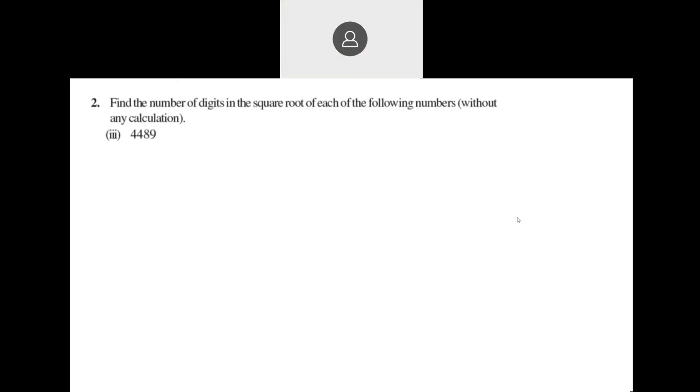4489. Sir, 4 digits are there. We should divide it by 2, sir. 4 digits are there, hence there will be 2 digits. We can place 2 bars. Only 2 digits.